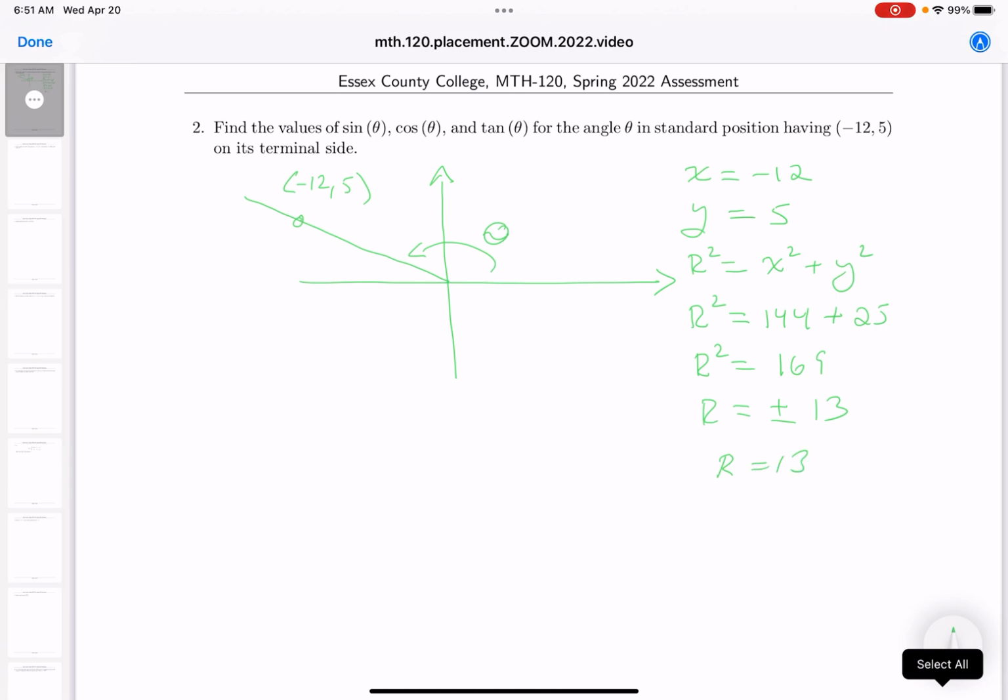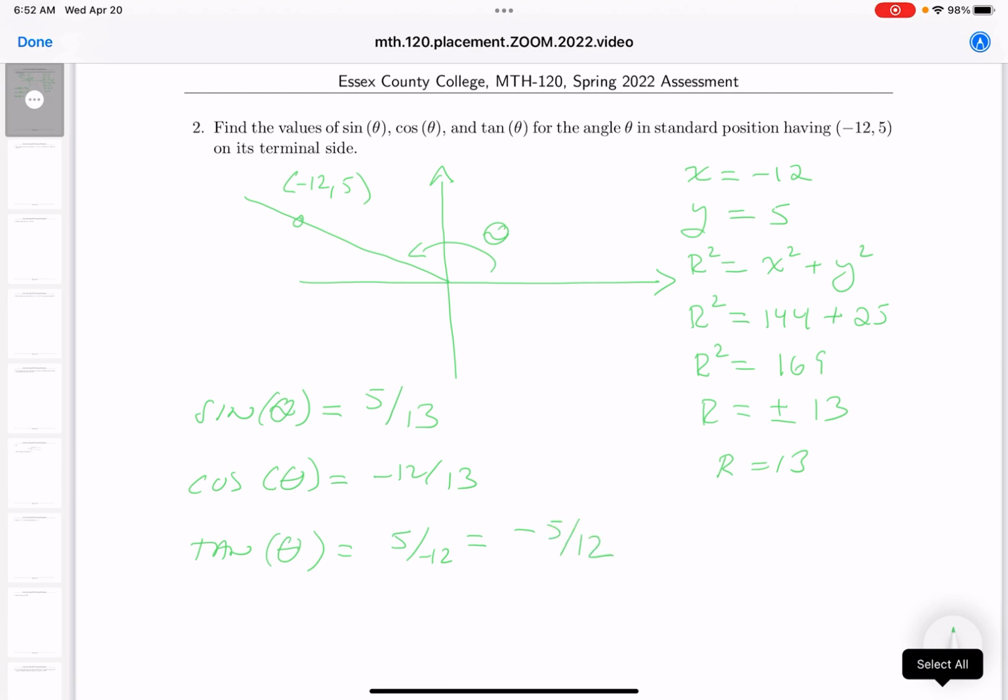Let's write the answers down now. So sine of theta, you would need to know the definition of that, by the way. That's going to be the y-coordinate, which is 5, over r, which is 13. The cosine of theta is the x-coordinate, which is going to be minus 12, over r, which is 13. And the tangent of theta is going to be the y-coordinate over the x-coordinate, so it's 5 over minus 12. And that's just not a polite way to write that problem, so I'll write it as minus 5/12.